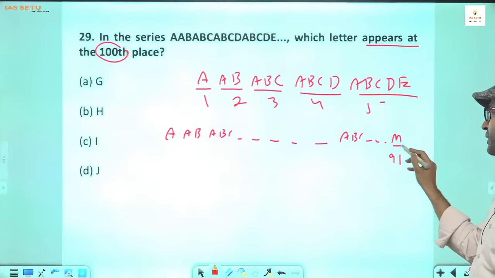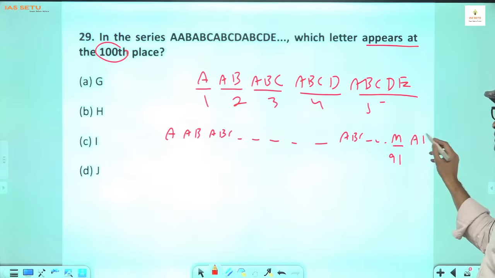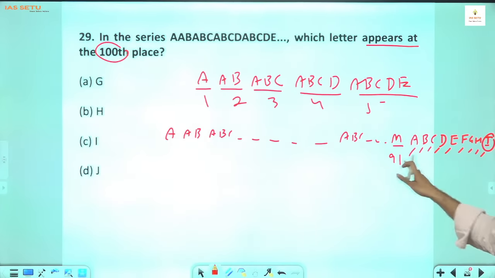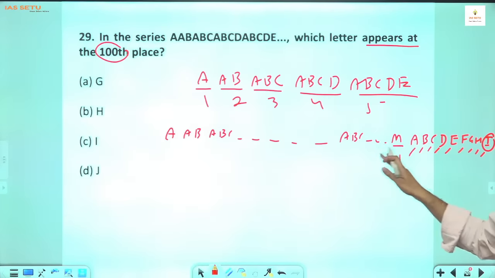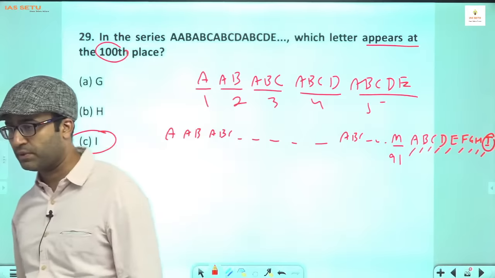After that it will repeat. Up to the 13th alphabet M it makes 91, then A B C D E F G H I is 92, 93, 94, 95, 96, 97, 98, 99, 100. You have to do it manually after 91. The sum of the first n natural numbers is used, so the answer is I.